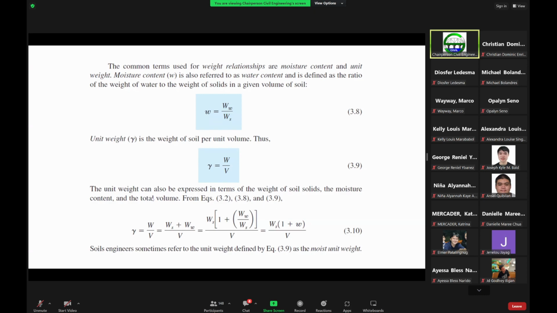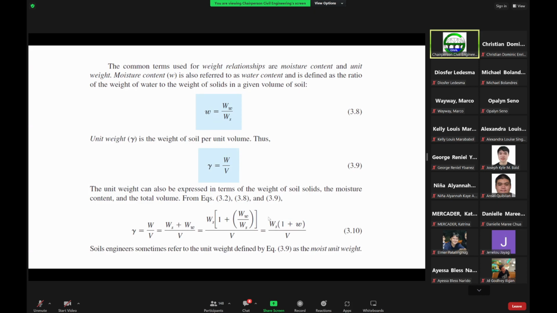Okay, so the unit weight can also be expressed in terms of the weight of the soil solids, the moisture content, as well as the total volume. So if we go through this one here, we know that the unit weight is equal to the total weight over the total volume, wherein the total weight is equal to the weight of solids plus the weight of water. If you go back to the diagram.